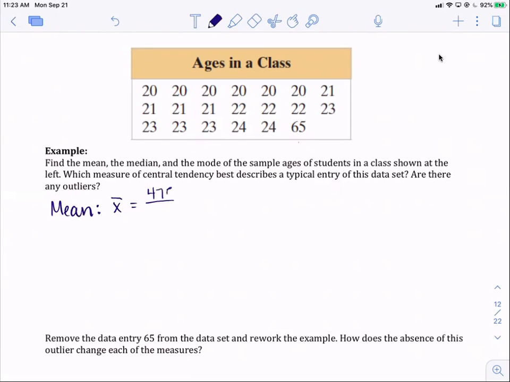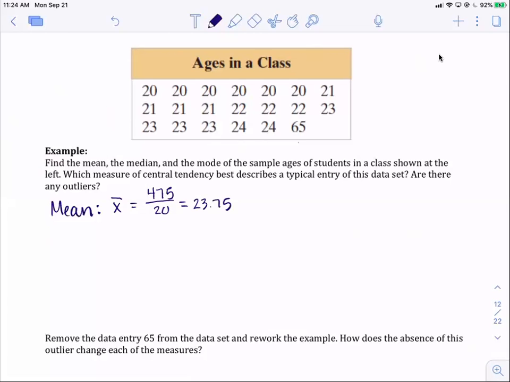475. And then what are we going to divide by? How many numbers are there? 20. Okay, so if we divide that, what do you get? 23.75.